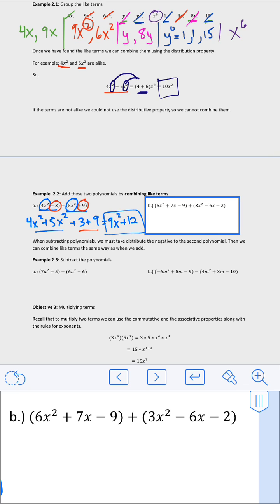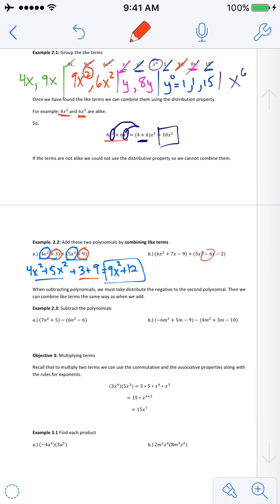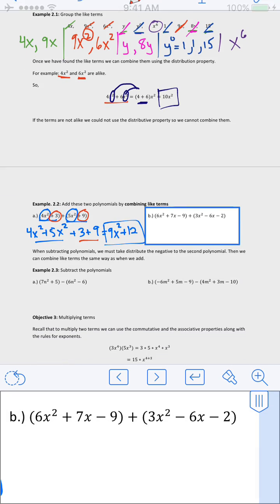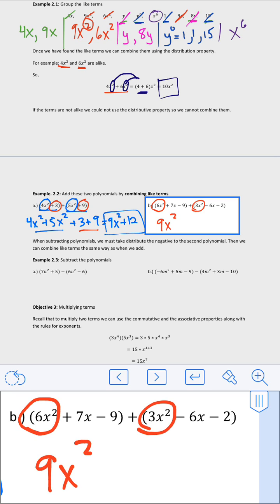Alright, so I hope you had some time to try this one out on your own. Again, it's the same idea. Because they're all being added, right? Technically this last part over here is still being added, -6. But because they're all being added, I can combine them using the commutative property. So I can just go ahead and combine like terms. I'm going to combine these two because they are alike, right? X squareds, I get 9x squared.